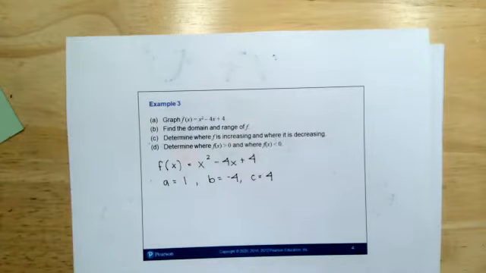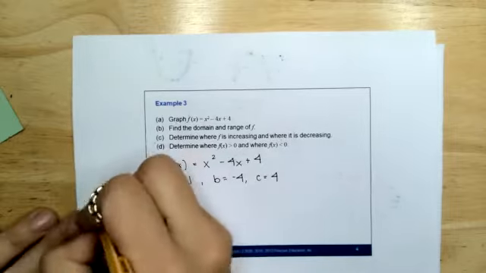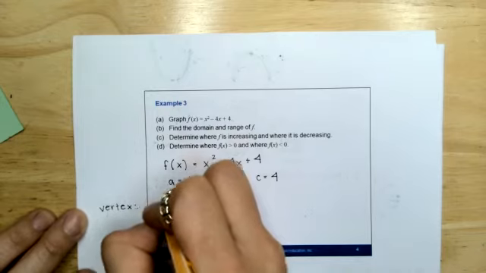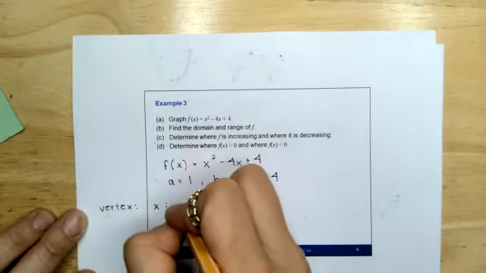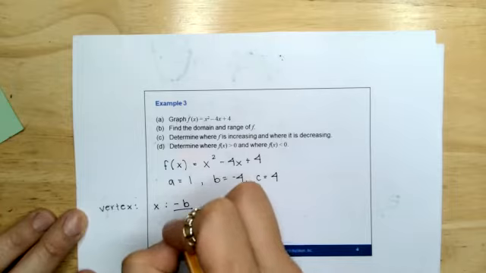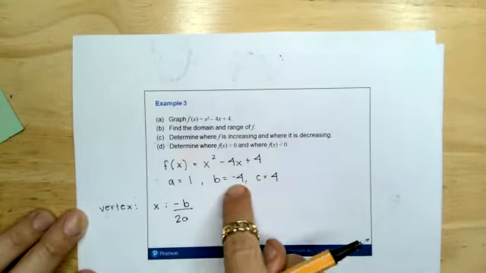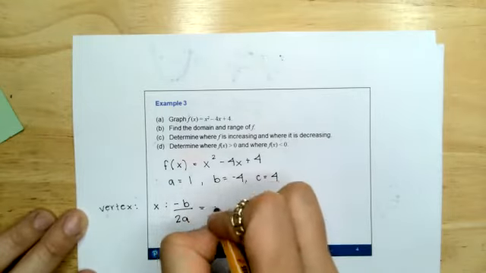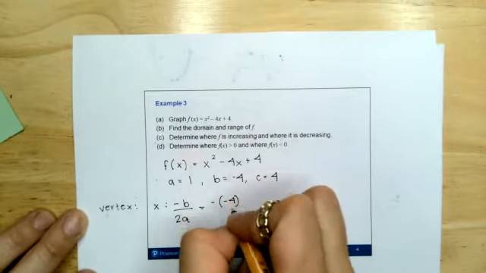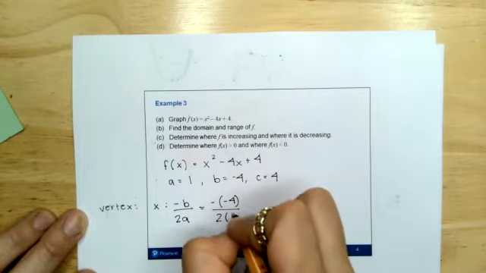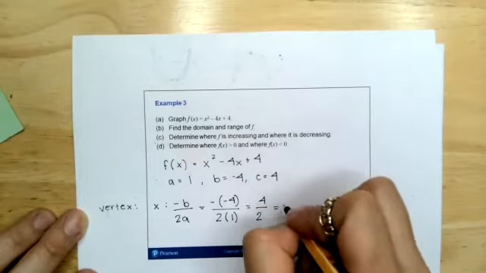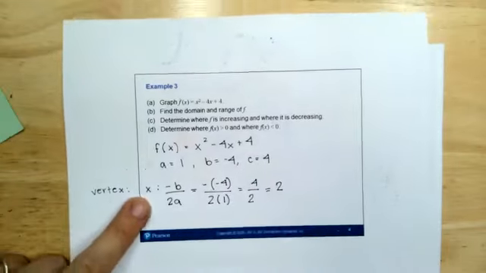Remember, in order to graph it, we need to find the vertex, the axis of symmetry, and the y-intercept. Your vertex, the way you find your x value for your vertex is you say negative b over 2a. And the b and a values that you're using are listed right here. So negative b becomes a negative -4, and a is 1. So we have -4, which is a +4, over 2 times 1, which is 2. So my x value is just 2.